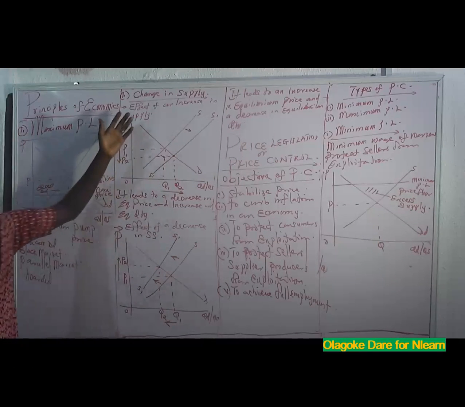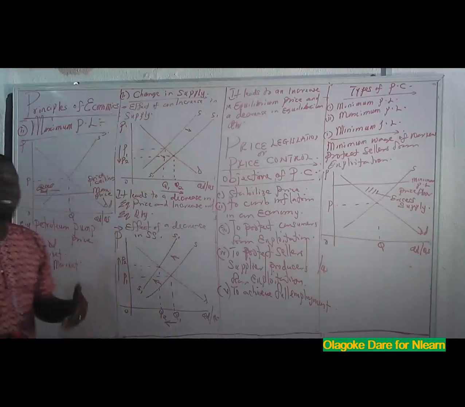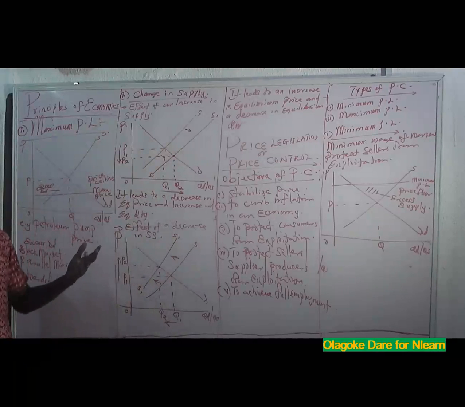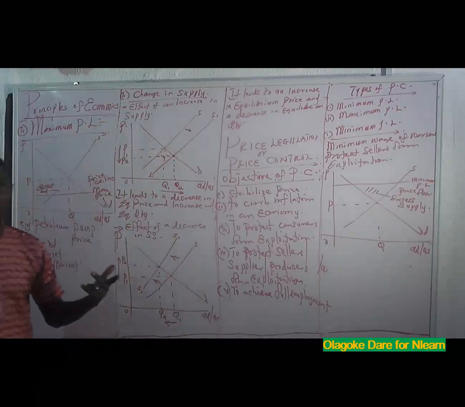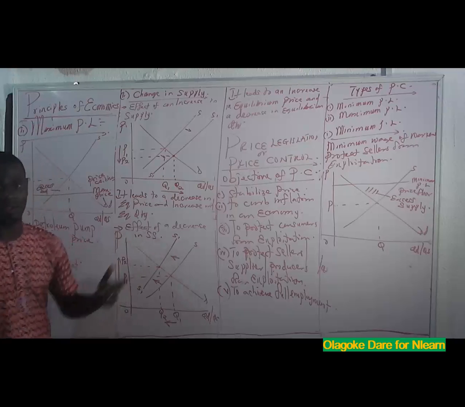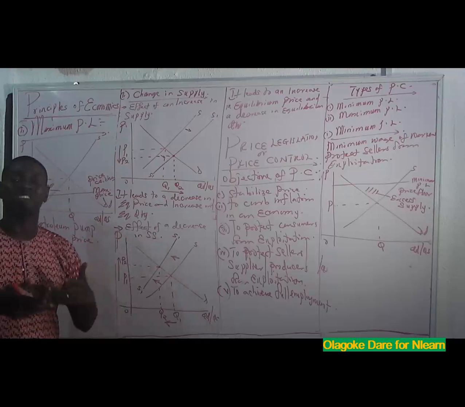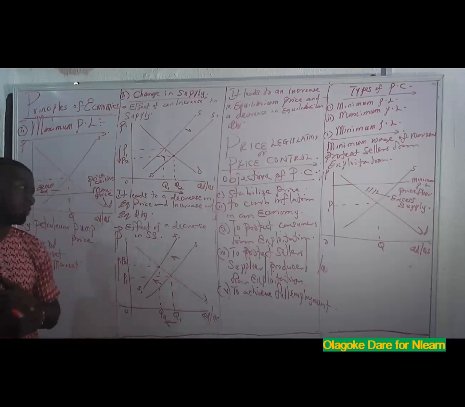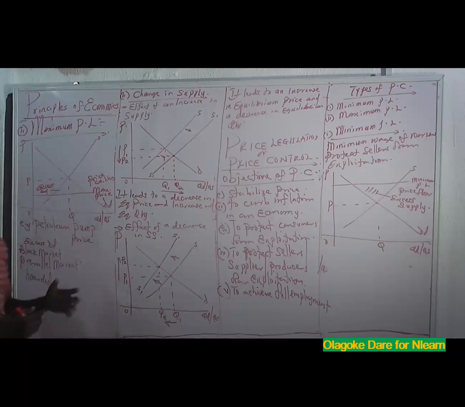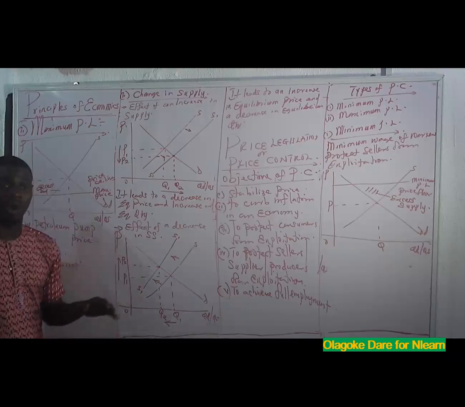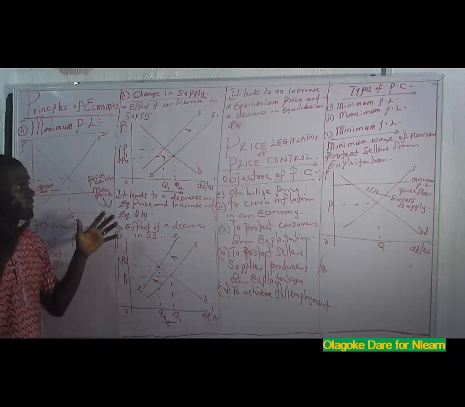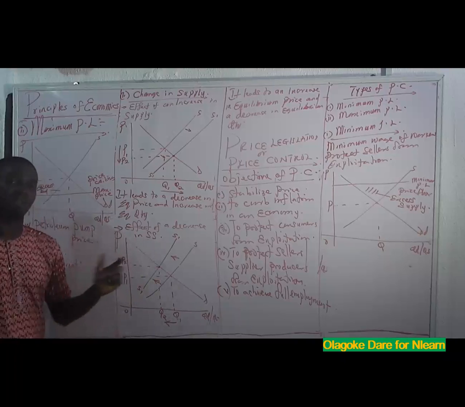And under price determination, the equilibrium price could change, like I said, due to two factors. The two factors are when there's a change in demand or when there's a change in supply for a commodity. So with this, you should have no problem as regards price system and price legislation.